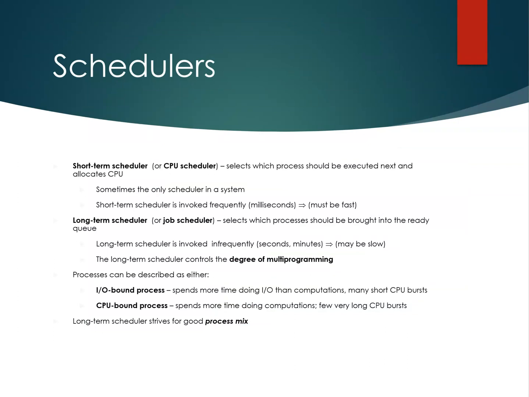Short-term schedulers, or CPU schedulers, select which process should be executed next and allocate the CPU. Sometimes there's only one scheduler in a system, and it's the CPU scheduler. It's invoked frequently, in millisecond time slices, and it must be fast. A long-term scheduler, or job scheduler, selects which processes should be brought into the ready queue. It is invoked infrequently, in seconds or minutes, so it can be slower. The long-term scheduler controls the degree of multiprogramming, that is, the number of processes we can have running at the same time.